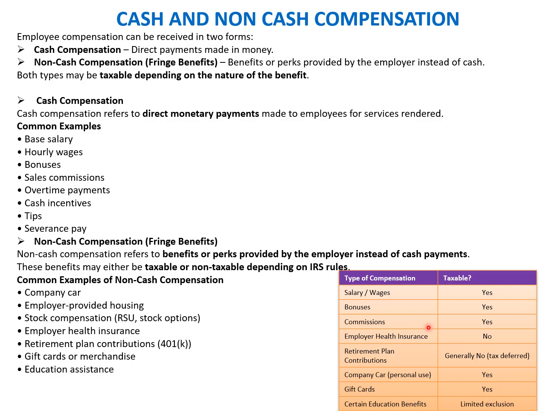So typically, all cash components are included as a part of the salary and wages. However, there are certain specific non-cash components, like Medicare benefits, employer health insurance benefits, and some contributions to the retirement plans, which are not included as a part of the salary and wages. That is specifically the employer contributions. Okay, so we'll move to the next slide.